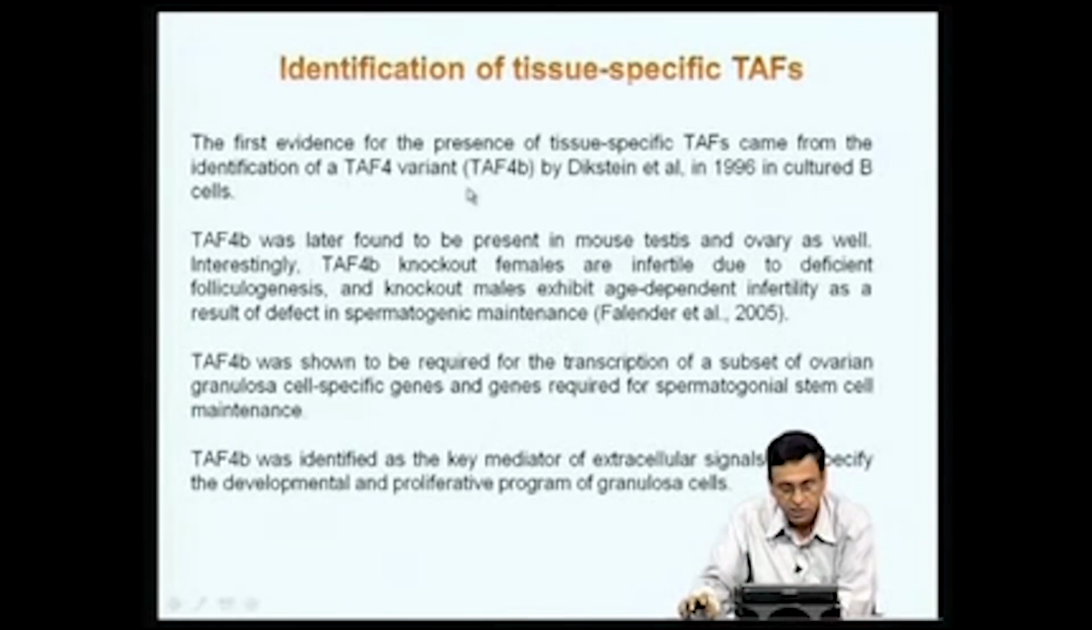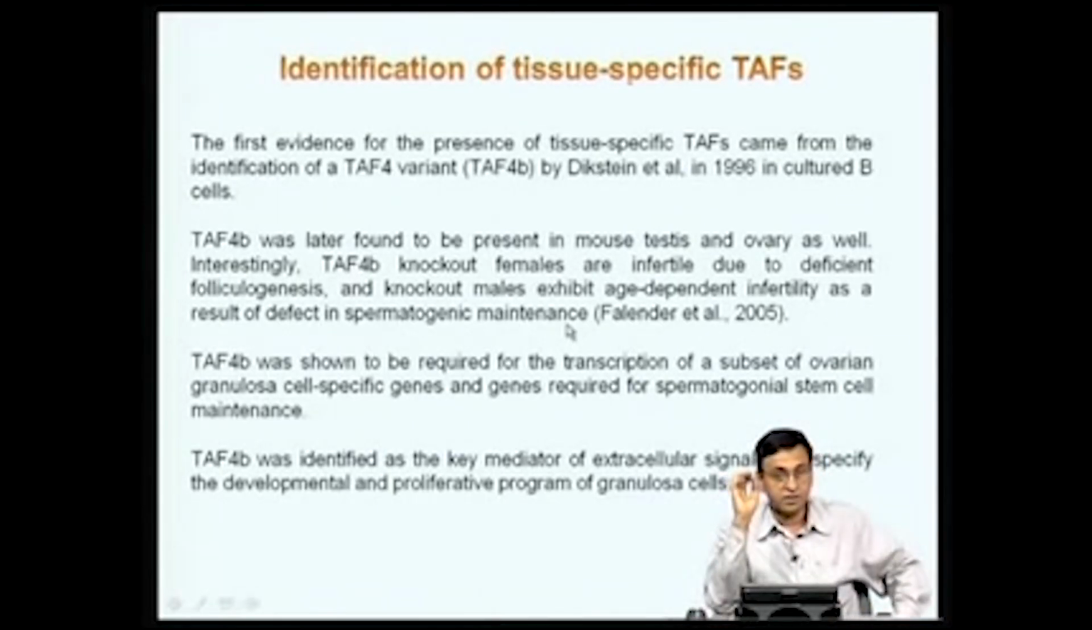But the first evidence for the presence of a tissue specific TAF came from the identification of a TAF4 variant called TAF4B by Dickstein et al. in 1996 in cultured B cells. Now, TAF4B was later found to be present in mouse testis and ovary as well, and when you knock out this TAF4B gene, the females became infertile due to deficient folliculogenesis, and males exhibited age dependent infertility as a result of defects in spermatogenic maintenance.